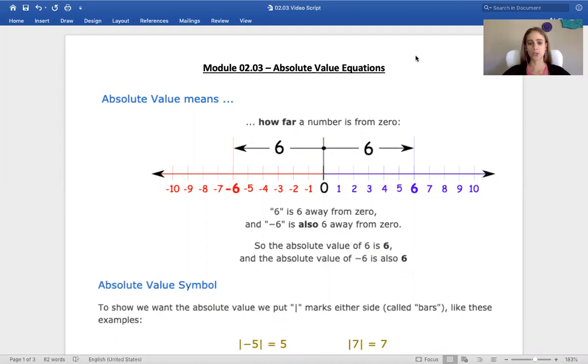So absolute value is representing distance, or as you can see here, it is how far away a number is from zero. So let's talk about traveling. This can apply to a car. On your cars, you have an odometer that tracks how many miles you've driven. If you're walking, a lot of people have Fitbits or Apple Watches, and it will track your steps.